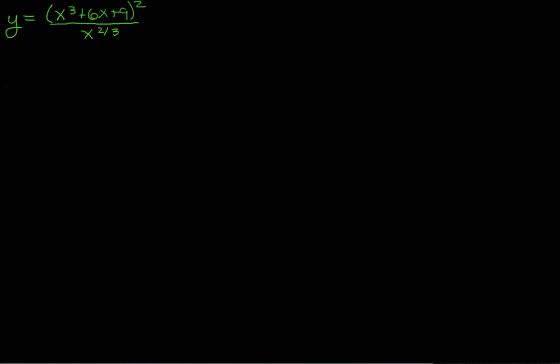Find the derivative of this function here, y equals the quantity x cubed plus 6x plus 9 squared divided by x to the 2/3. And it looks like we should use quotient rule, but I always think it's a little bit easier if we can use the product rule. And so I'm just going to rewrite this so that we get x to the negative 2/3 times x cubed plus 6x plus 9 squared.